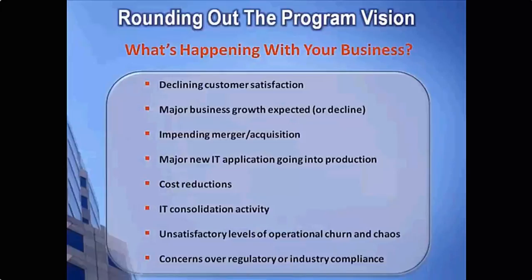One of the other things we need to do is look at what's really happening with the business. Where are those stakeholders really focused? What keeps them up at night? These are examples on this slide of some things that may keep them up at night. Maybe they're concerned about overall customer satisfaction. Maybe the business is growing, or maybe it's not growing. Maybe it's shrinking. Maybe there's an impending merger or acquisition out there. Maybe they're concerned about IT costs, or maybe there's a consolidation effort going on. So what's really in the heads of your stakeholders, and what are they really thinking about?